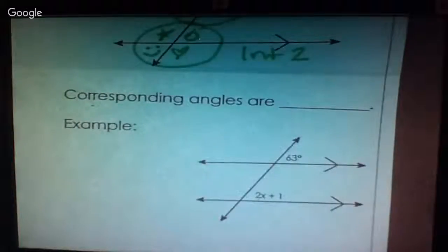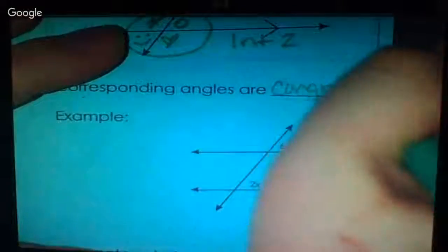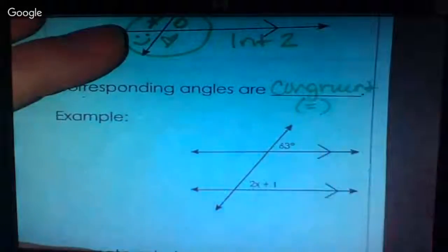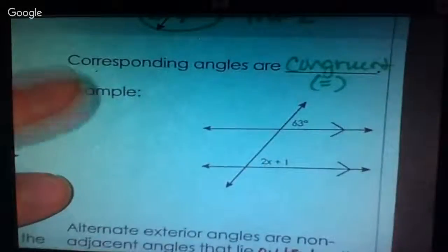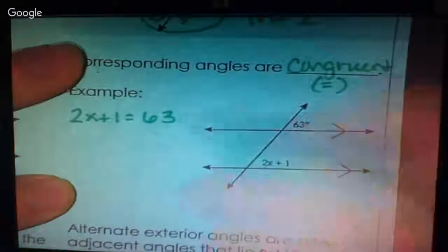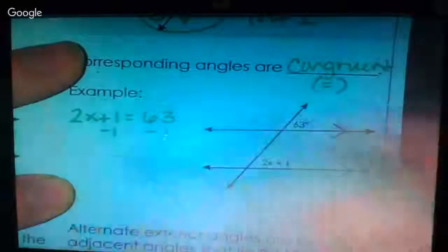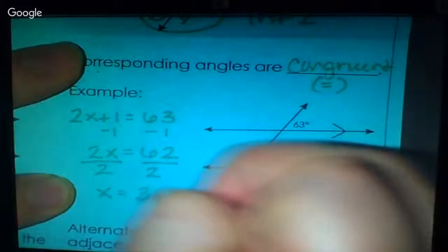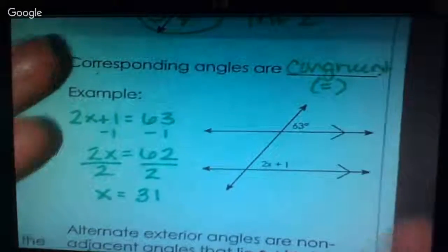Apparently. Okay. If we're corresponding, we are also congruent. Okay, so we're also equal. So 2x plus 1 should equal 63. We subtract 1 from both sides. 2x is 62, and divide by 2. So x is 31.